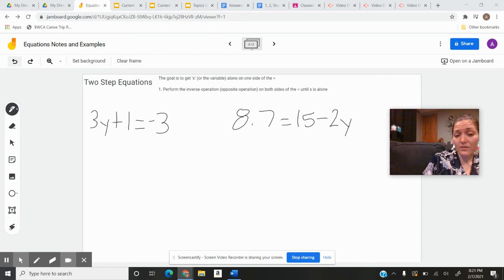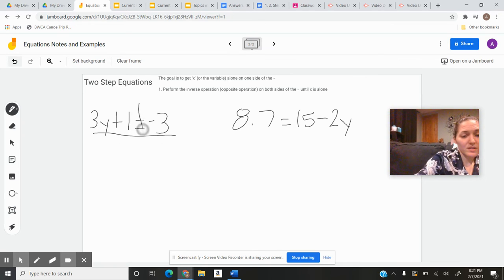In order to do this, you're going to do the same thing. You're going to perform the inverse operation, which just means the opposite operation. So if it's plus, do a minus. If it's multiplication, do divide. And you're going to do that on both sides until x is alone. And because these are two-step equations, you're going to do inverse operations twice.